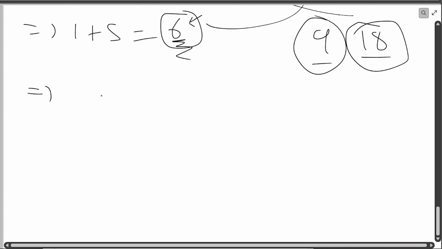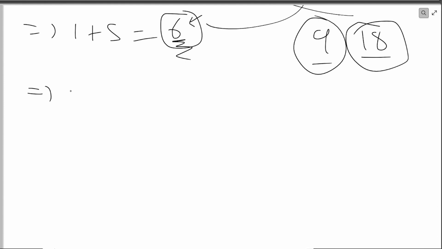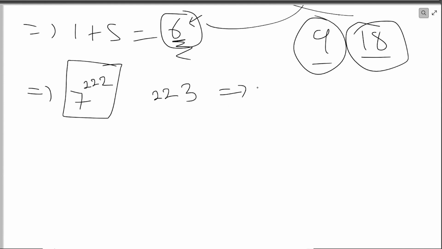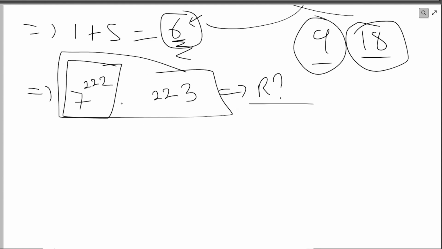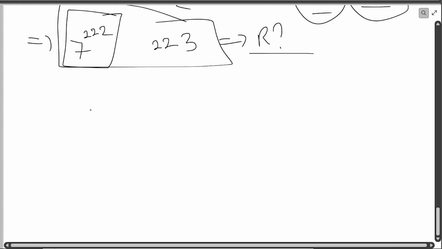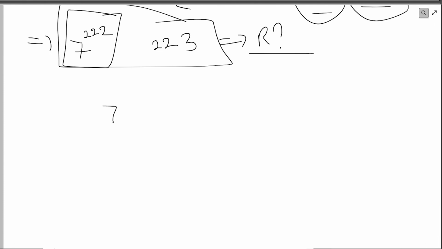So before ending this video, let's look at one last question. 7 raised to 2 to the power 2 to 2. When this number is divided by 2 to 3, what is the remainder that we get? Now, the question is pretty straightforward since it's asking for the remainder. What it is asking is, what is 7 to 2 to 2 mod 2 to 3, right?